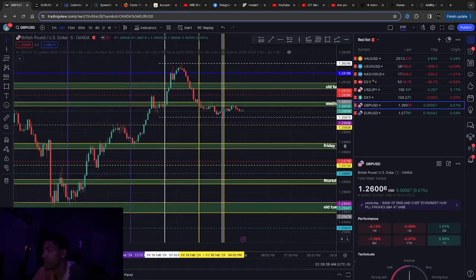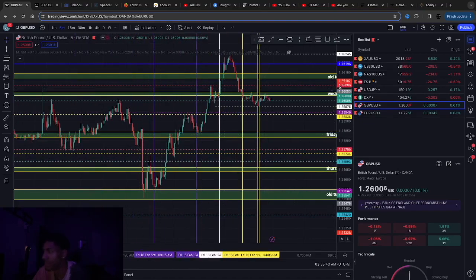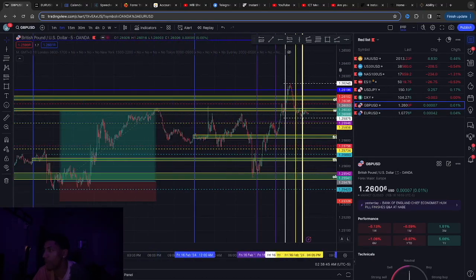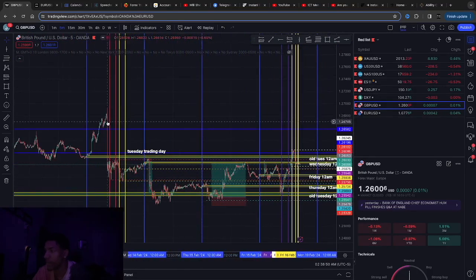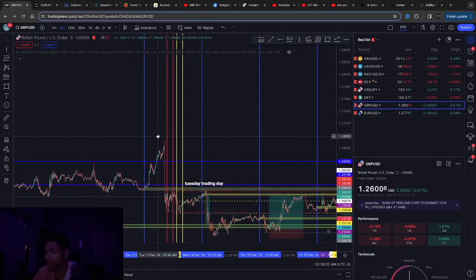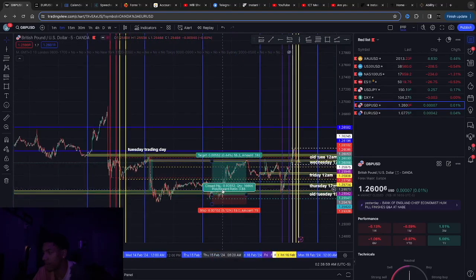As you can see here, there's an imbalance that needs to be filled before price takes off and pushes back up for liquidity up in this area here, okay? So price will have to come and fill these imbalances here, right? Price filled this imbalance here, tapped into it here, but now price has to come and fill these imbalances here before it takes off.